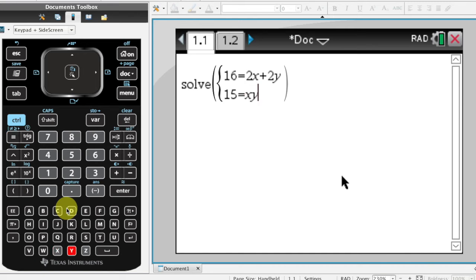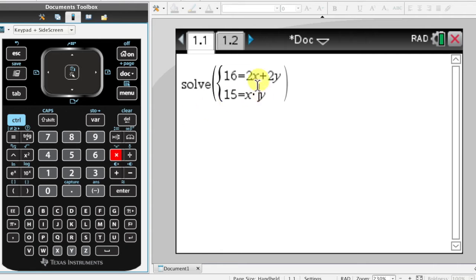Now, the way that the CAS would see this xy, it would see it as being one variable. So I need to let it know that they are two separate variables, it's x and y, and they're multiplied together. So I need to put a multiplication symbol in between the two. It's not as important here because it's clear that it's the number 2 multiplied by the variable x, but essential when you've got variables multiplied together that you let the calculator know that it's a multiplication. It's not the one variable xy.